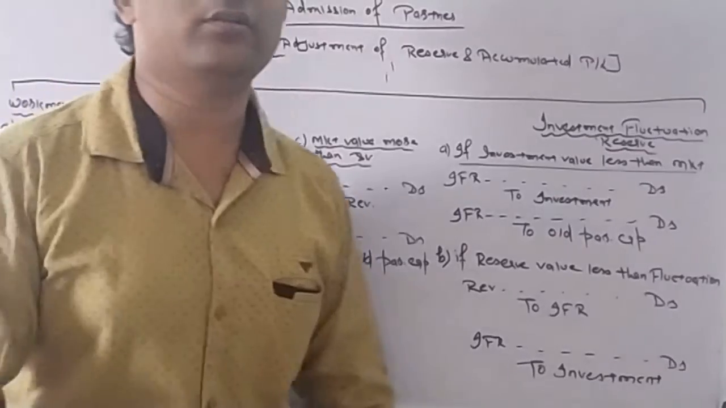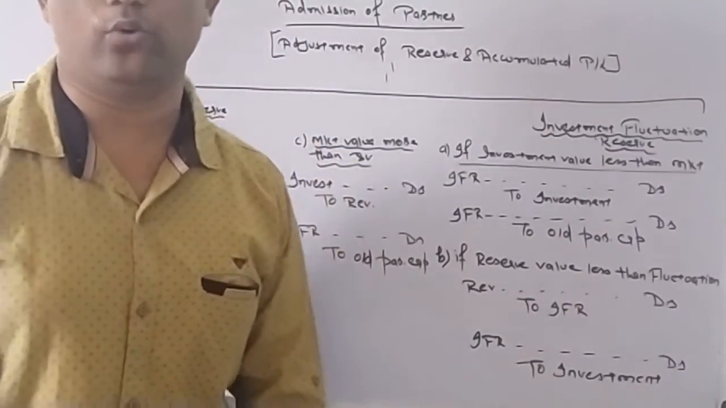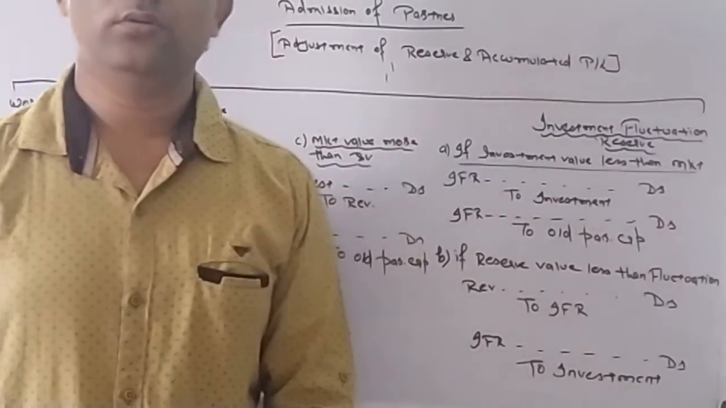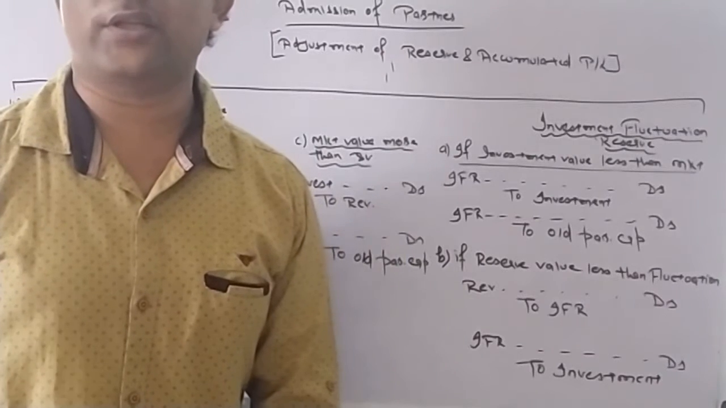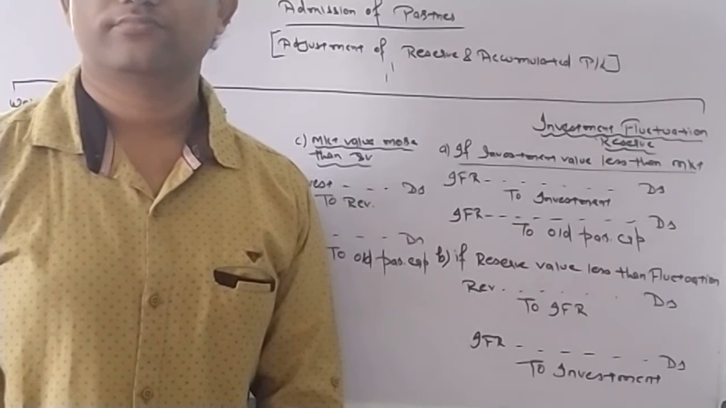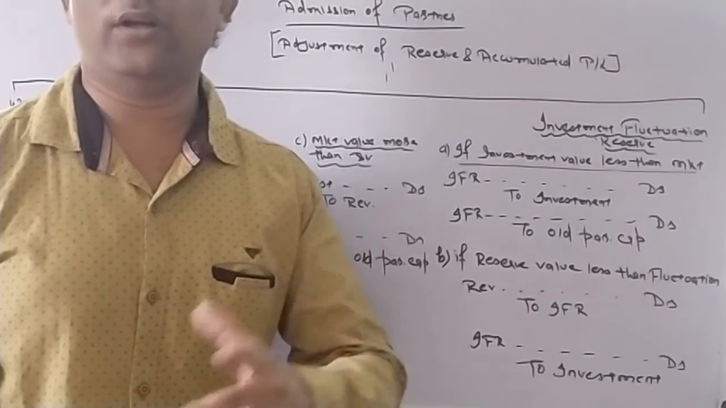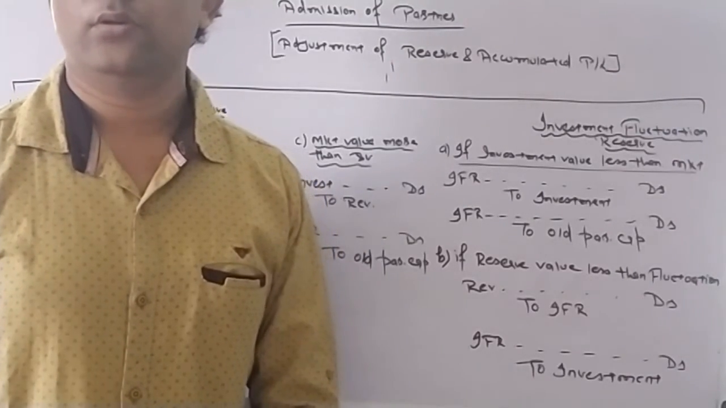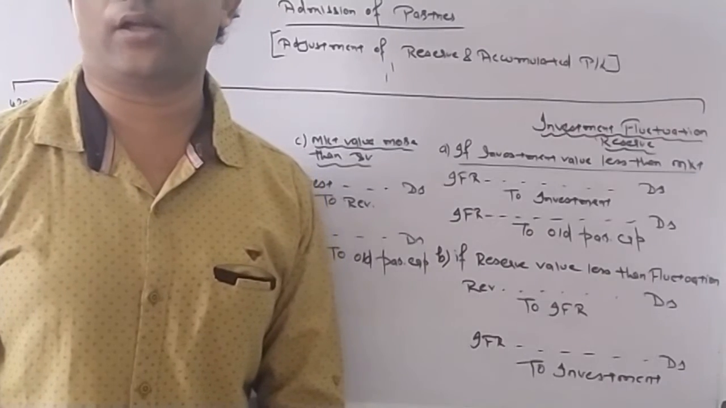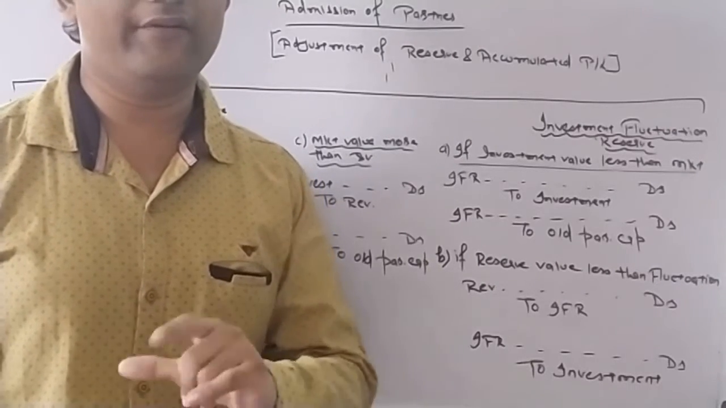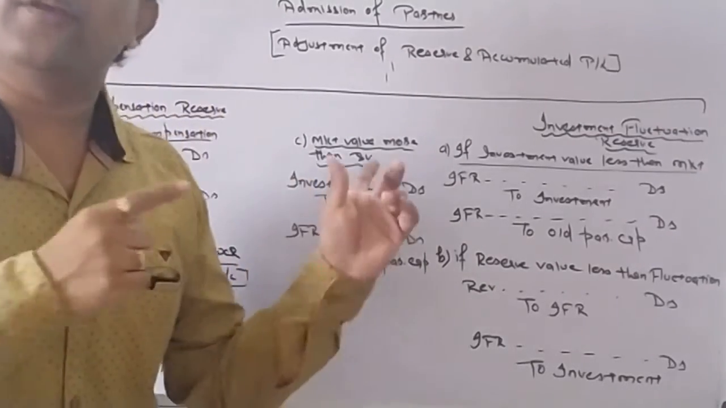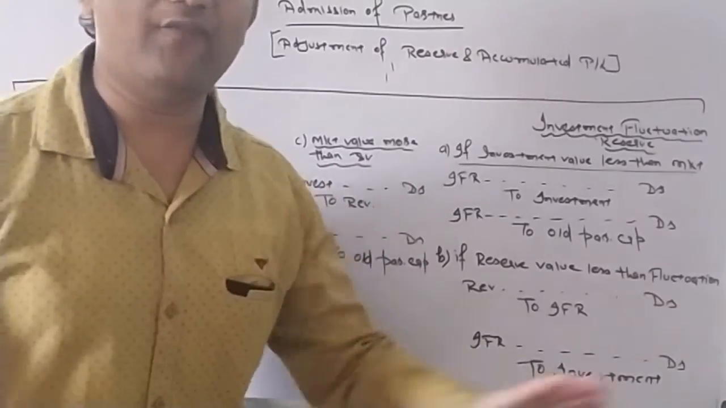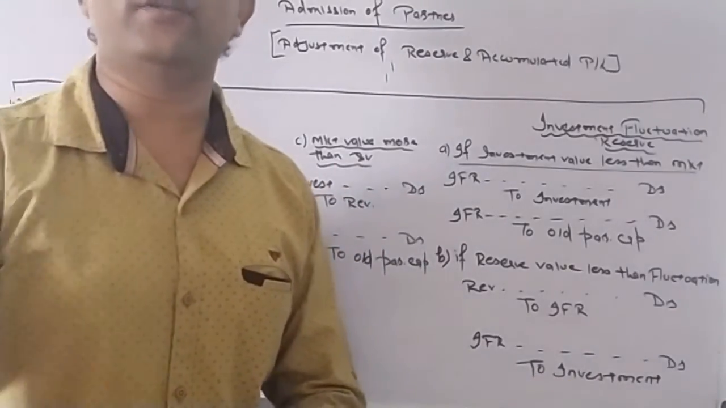Yes. If market value is less than investment value, investment fluctuation reserve to investment. Guys, you have learned a very important thing: if the value of an asset goes down, if any investment goes down, we would deal with the revaluation account. Asset value is going down, so it should have been done from the revaluation account. But we haven't done that. Why? As we have a reserve for that. If the reserve had not been there, then we would have done that.